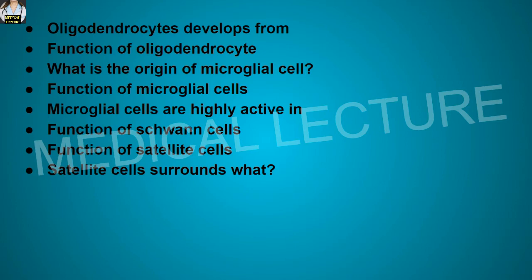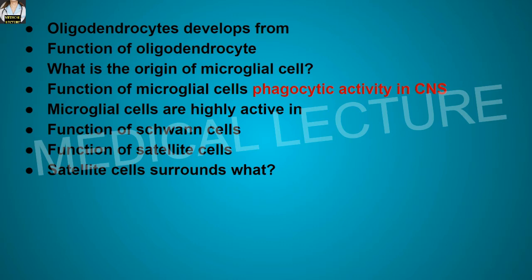Oligodendrocytes develop from neural crest. What is the function of the oligodendrocyte? They produce the myelin sheath in the CNS. What is the origin of the microglial cell? Mesodermal in origin. Function of the microglial cell? They have phagocytic activity in the central nervous system.